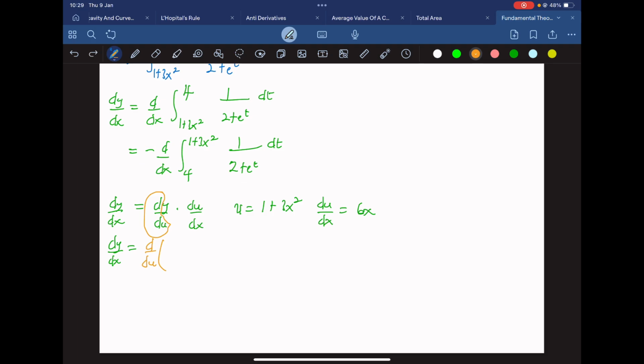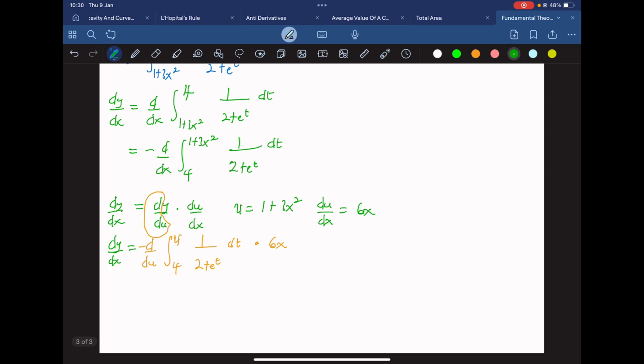So your y is just the integral of 4, then you have over here to be 1, so 1 plus, this is just u, then 1 over 2 plus e to the t dt. Remember, don't forget this negative right here, so you have to bring the negative here. Then you multiply by this du dx, and the du dx is what we had over here. So this is multiplying 6x.